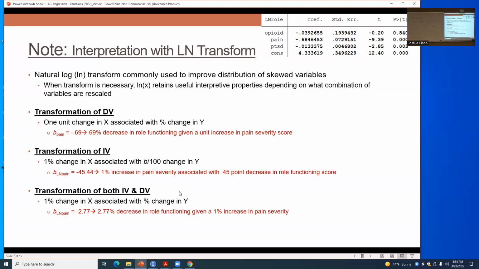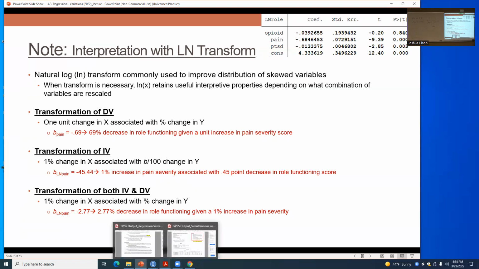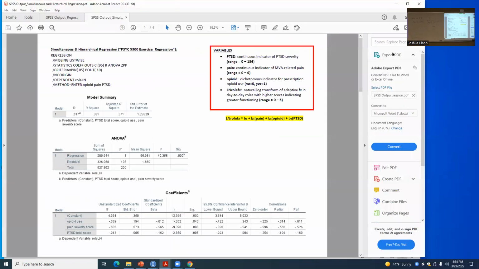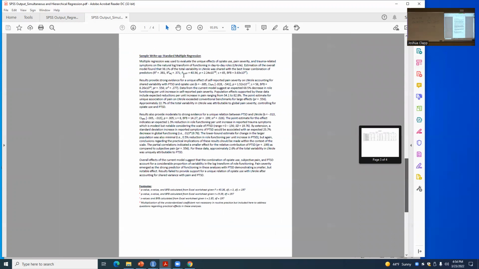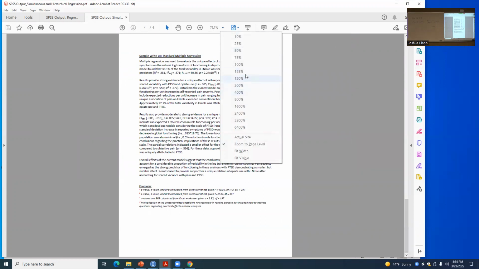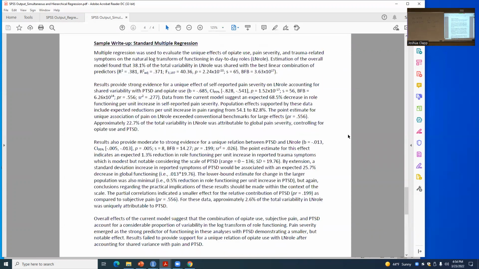And then, if you take a look at the output here that I gave you for simultaneous hierarchical regression, go to the last page here. Just giving an example of a write-up here, right? Again, this is me trying to give you examples of how we might incorporate all this stuff into a real life interpretation.